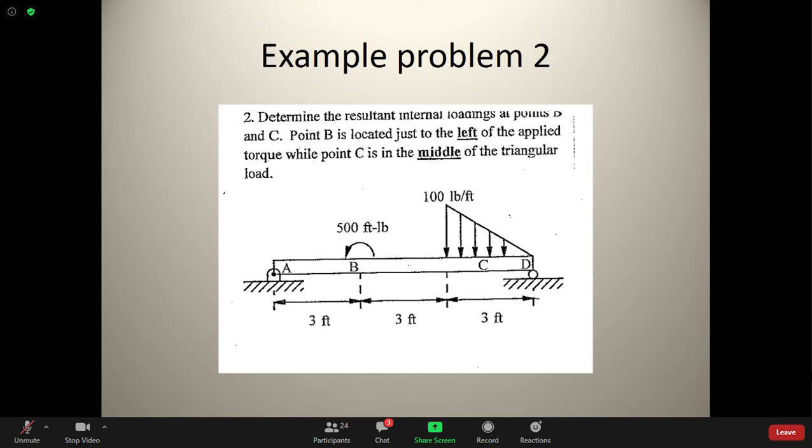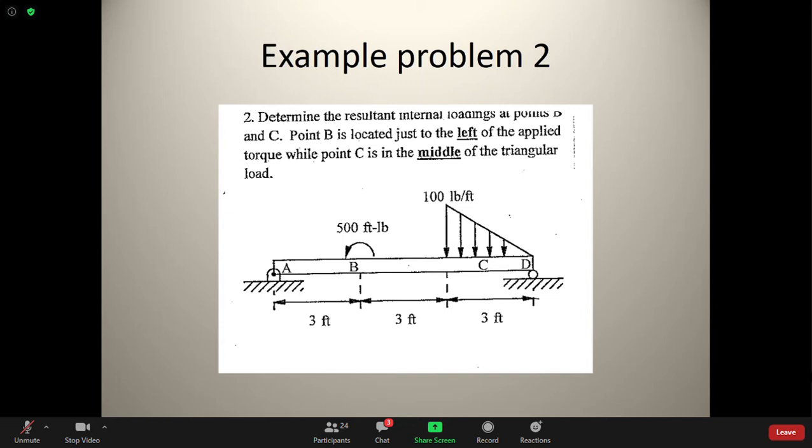It's supported at the two ends. What type of loads does it have? Well, the first one you see is a triangular distributed load, and then there is a couple moment acting. There is no point load in this. The problem asks you to determine the resultant internal loadings at points B and C. Point B is located just to the left of the applied torque, just almost at the 500 foot-pound couple. And then C is at the middle of the triangular load.